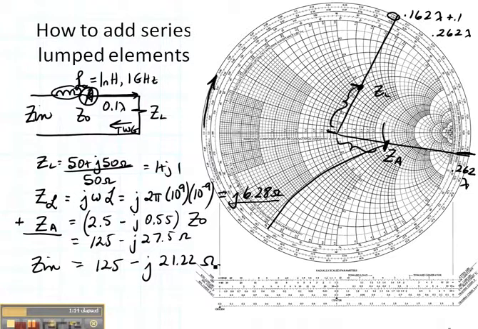If we now wanted to plot that on the Smith chart for some reason, perhaps because we were going to connect on more lengths of line, we would again normalize and plot, and so on.